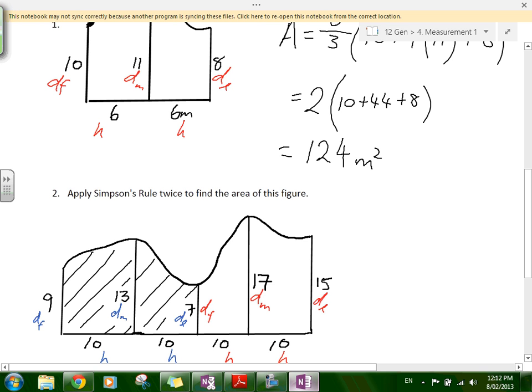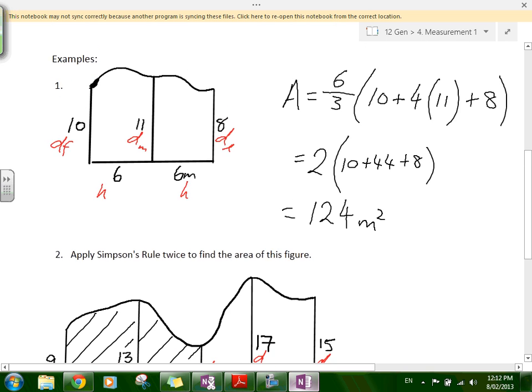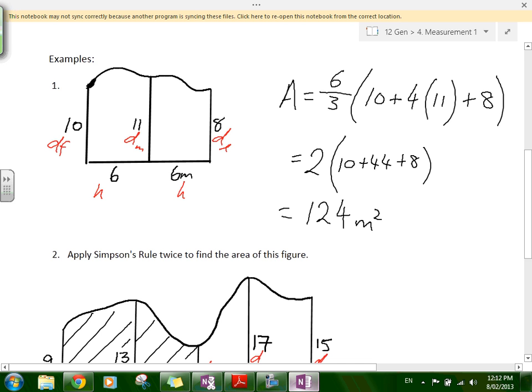To apply it several times, this is an important point, you always have to have an even number of strips. If you have an odd number of strips, you're going to double up and you're not going to get a good result. You have to have an even number of strips in your figure. No, because you wouldn't be able to know what to measure.